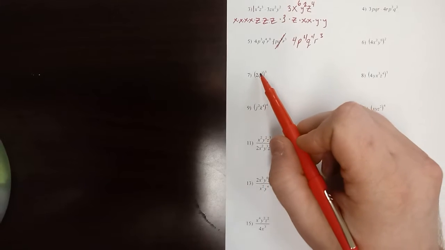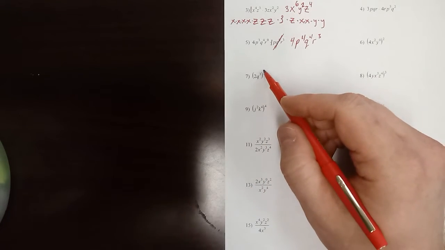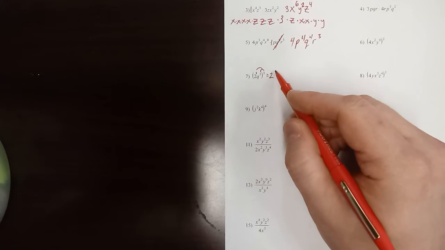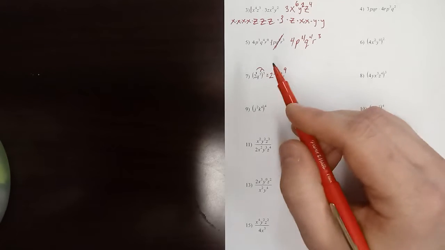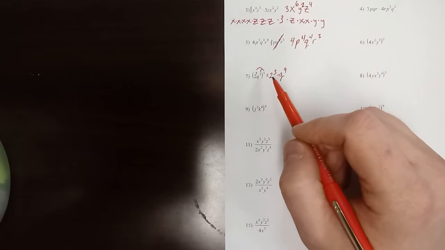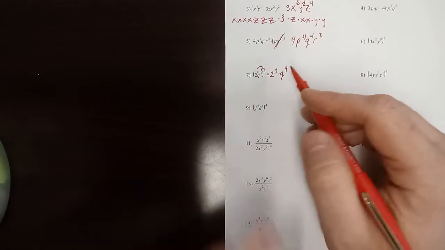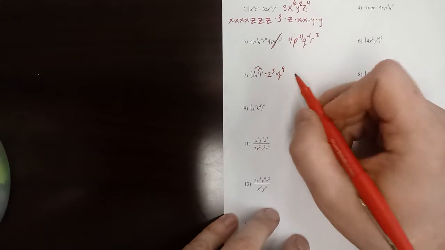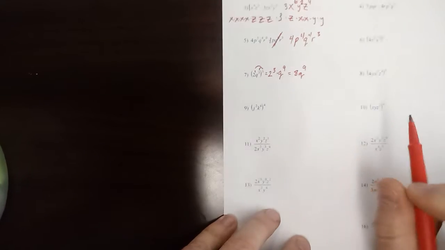Look at number 7. Remember, when we have parentheses and something outside of the parentheses, we can apply this 3 to the exponents inside. So I can say this is 2 to the 3rd times q to the 9th. We multiply each of these exponents by the exponent outside. If you'd rather write 2 to the 3rd and find out what number that is, 2 times 2 times 2, and get 8, that's also okay. So 8q to the 9th.